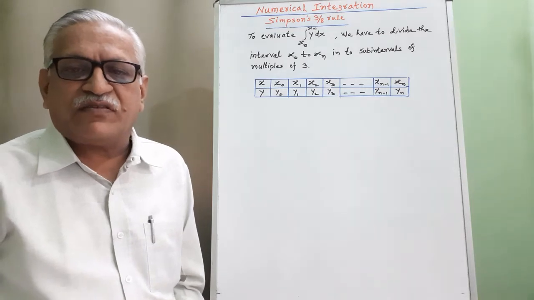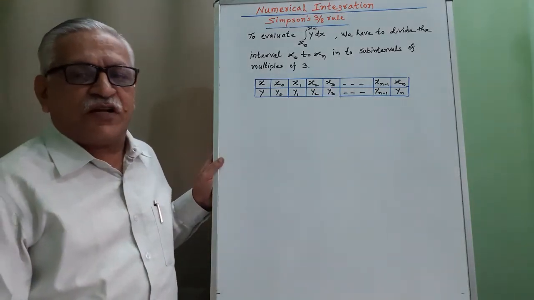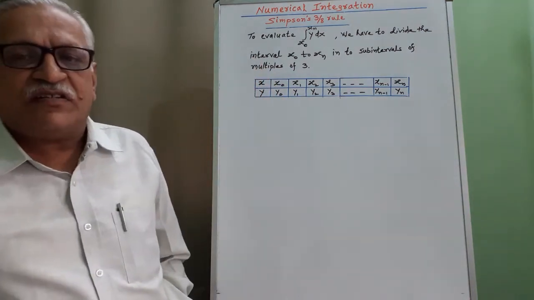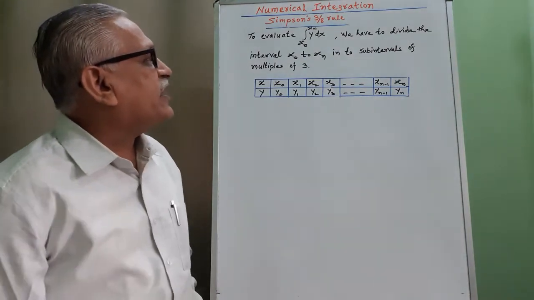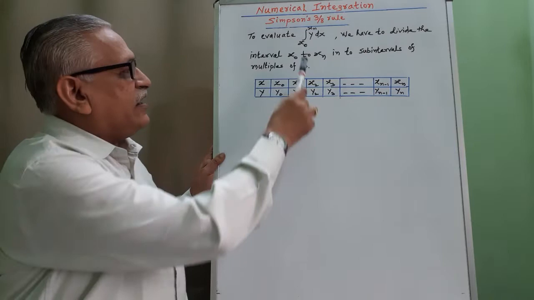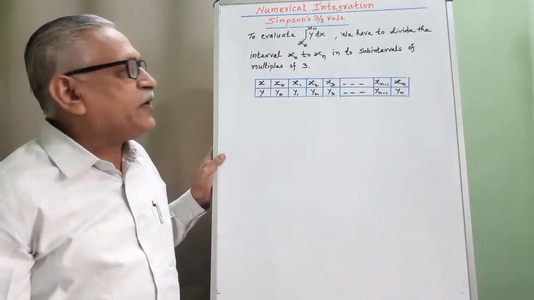Hello friends, myself R.D. Mahajan presenting my video on Simpson's 3 by 8 rule from numerical integration. This rule is used to evaluate the integration from x0 to xn of y with respect to x.